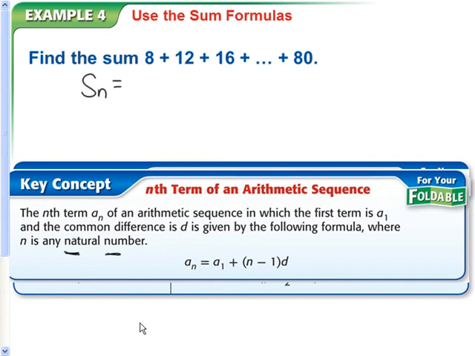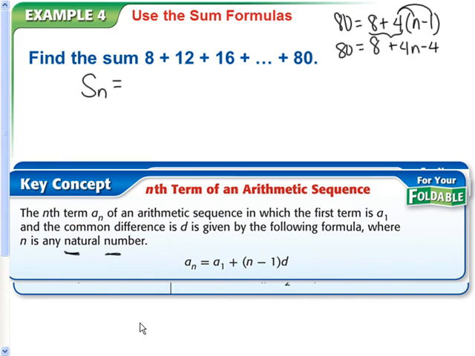What is a sub n? Our last number is 80. A sub 1 is our first number, 8. Plus, again, I just like having that d in front, so I'm going to move that up. Our difference is 4 and n minus 1. Okay, so distribute this 4 through. 8 plus 4n minus 4. Now be careful, you can't combine these two together and make 8 because order of operations says you have to multiply before you add.